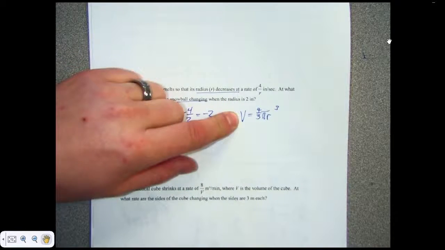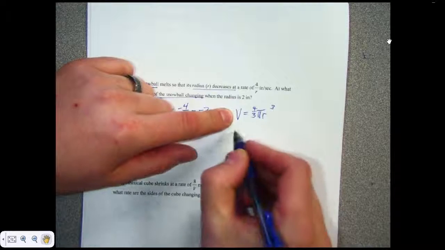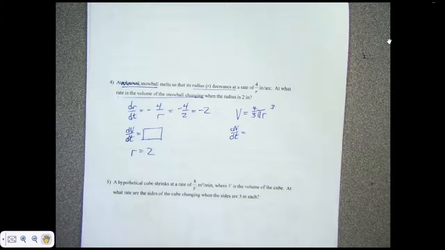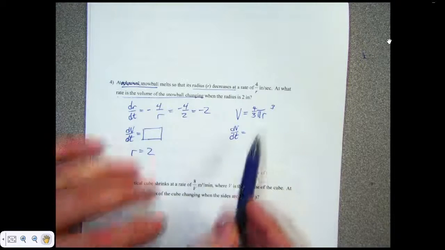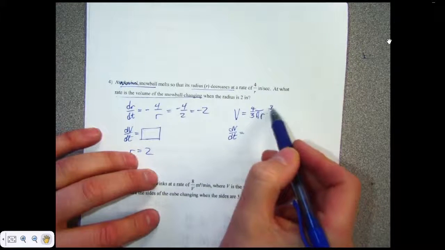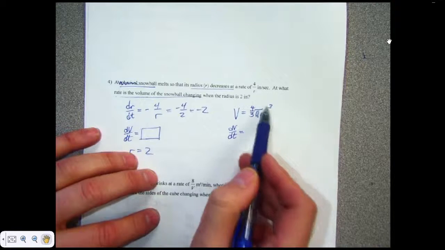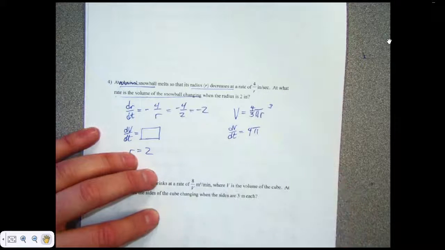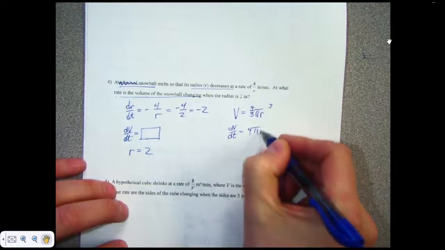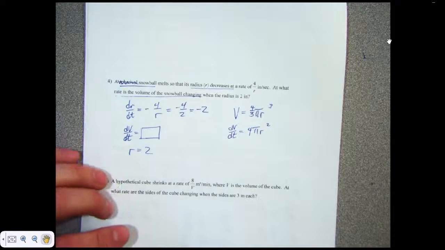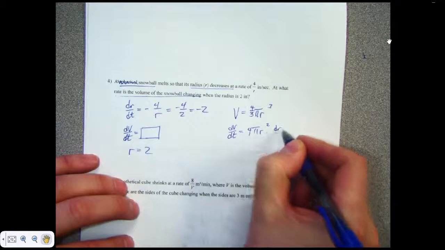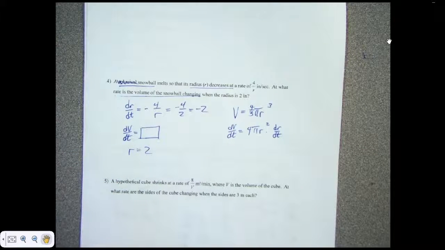Take the derivative. So what's the derivative of V? dV over dt. So the derivative of V is 1, but then you multiply by dV over dt. And then the derivative of 4/3 pi r cubed. So pi is just a number, remember? So you bring down the 3 and you multiply it by the 4/3 pi. Wouldn't that just give you 4 pi? Because the 3's will cancel. And then you reduce the power by 1. But I took the derivative of an r, so what do I multiply by? dr over dt.